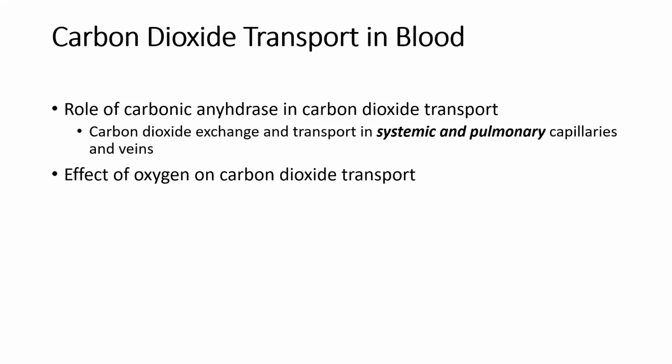And then oxygen can influence the way that carbon dioxide is transported as well. So as we mentioned before, hemoglobin has this weird kind of third-party relationship with these two, where if there's lots of CO2 around, it doesn't like oxygen. If there's lots of oxygen around, it doesn't like CO2. So oxygen is going to influence the way that carbon dioxide can be transported because of that weird kind of third-party relationship.